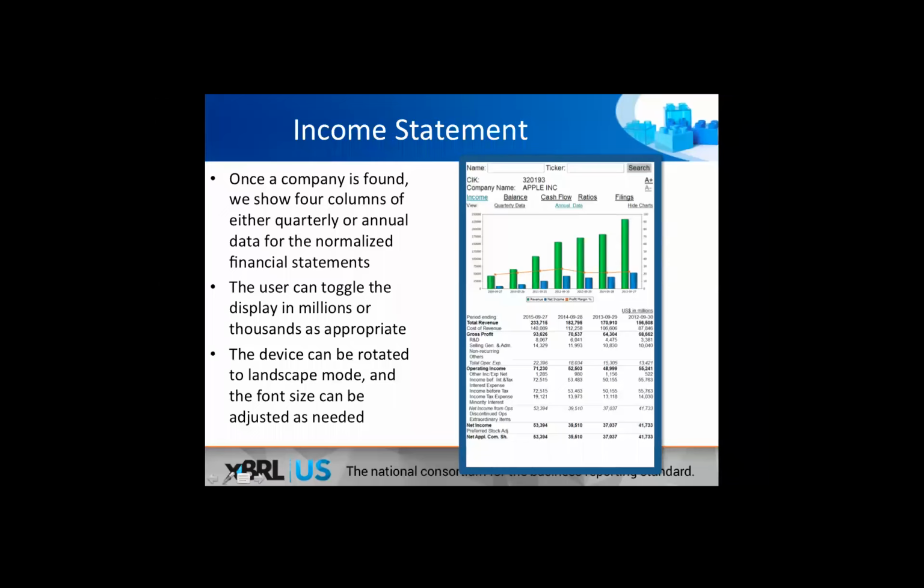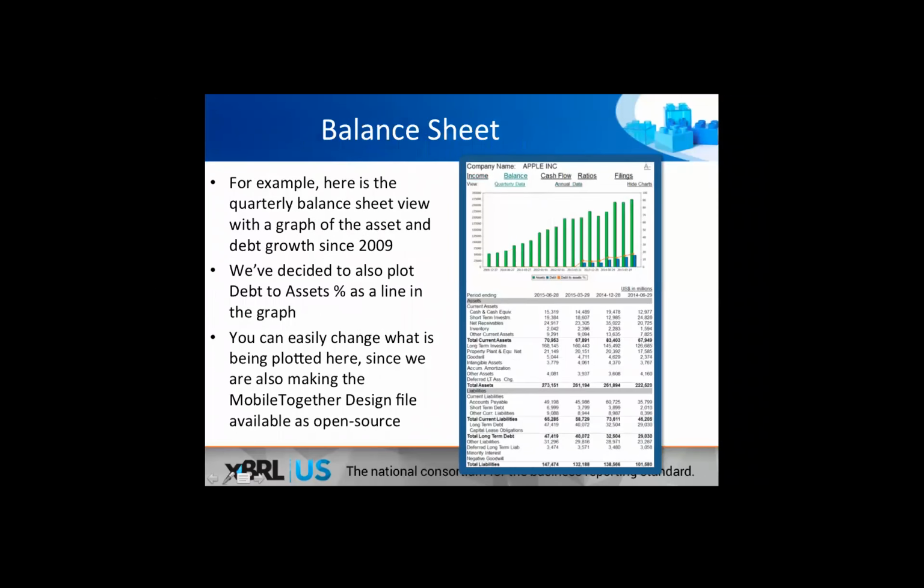Similarly, if you want to see balance sheet data, you just tap on the word Balance at the top of the screen, and then we can look at balance sheet information rather than income statement. And you can again pick annual or quarterly data. Here in this screenshot, it's the quarterly data for Apple. And in addition to showing debts and assets in the graph, we also show debt to asset percentage as a line to give you a little indication of what's happening there.